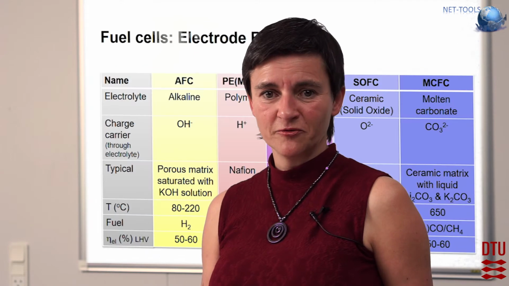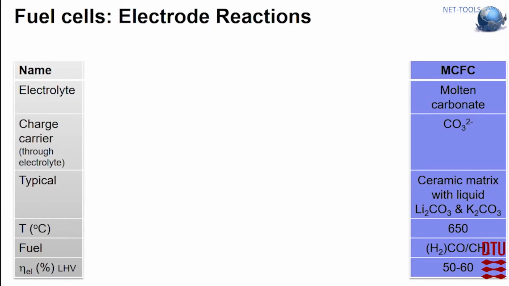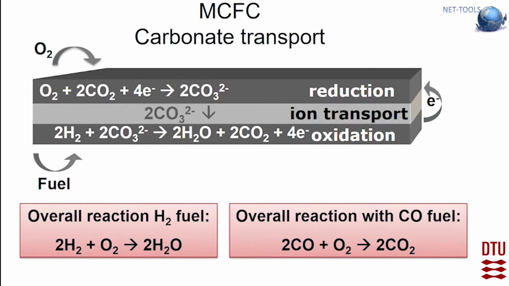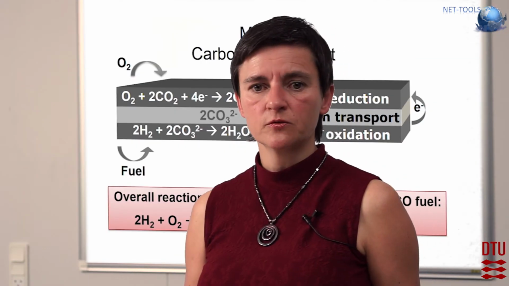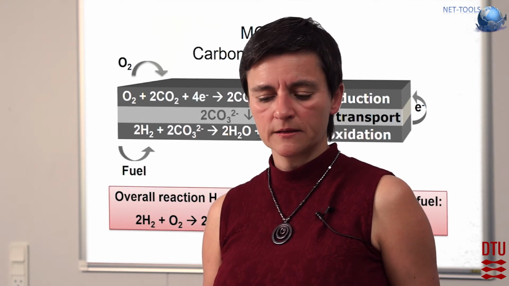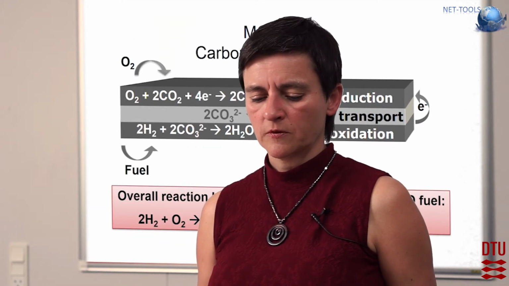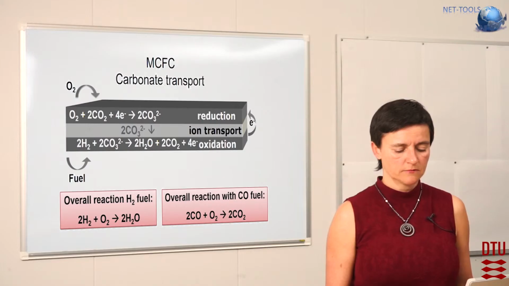And the final type of fuel cell in this row is the molten carbonate fuel cell. In fact, here we have similar overall reactions as in the case of the solid oxide fuel cell. However, the traveling ion through the electrolyte are carbonate species. And that also means that you have hydrogen reacting with carbonate to release steam and CO2 and electrons. So a bit more complex reaction with more reactants and products involved.